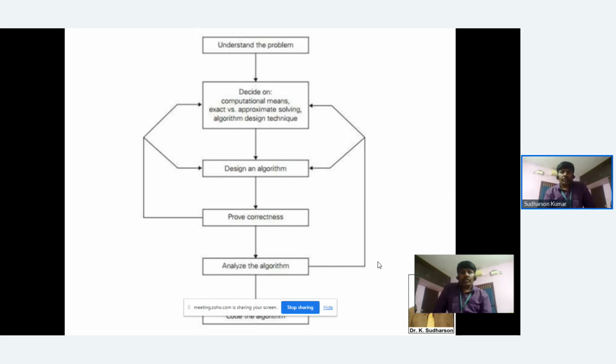These are the steps we should follow while designing an algorithm. First step is understand the problem, and then decide on computational means, exact versus approximate solving, and algorithm design technique. Then designing an algorithm, third step, and then prove its correctness. After that, analyze the algorithm, then finally code the algorithm. So these are the steps while designing an algorithm.